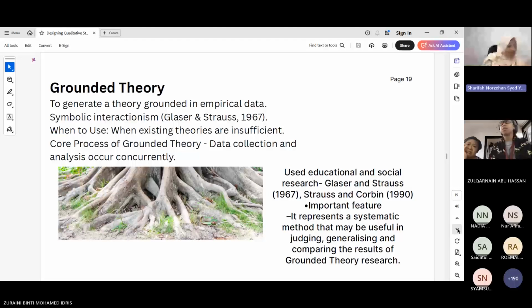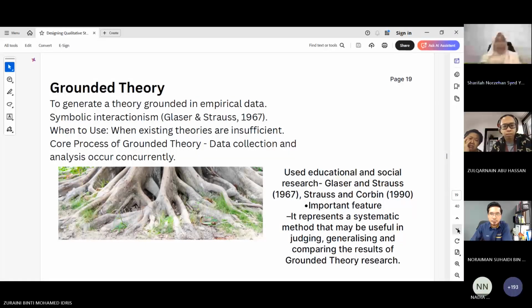Grounded theory. Okay, grounded theory is like you don't know anything much about it and you just jump into doing the research. No, I think it's not advisable. All right. So your concept when you jump in is rather shaky. So you just want to find out.